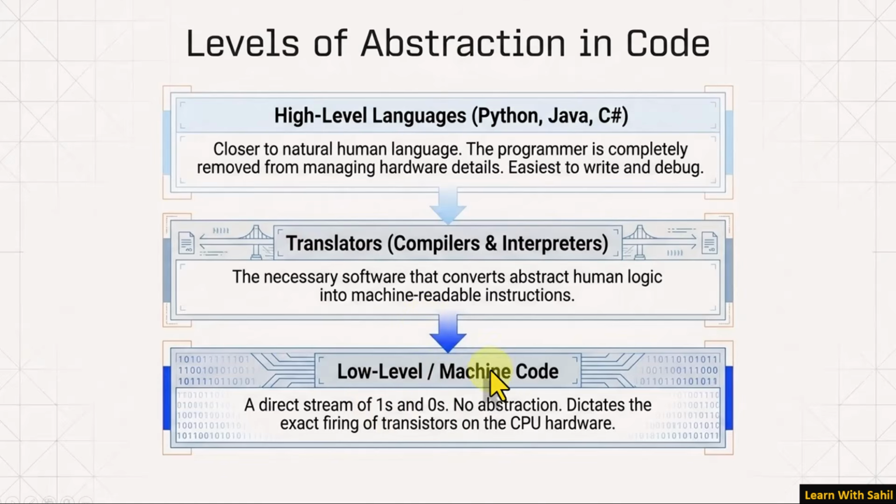Now low level or machine code does not have any abstraction. That is a direct stream of ones and zeros that dictates the exact firing of transistors on the CPU hardware. That is completely hidden from us when we are coding in Python, Java, C Sharp, or any other high level language. So a high level of abstraction is applied even in the programming languages that you are using. Just think about if you needed to code everything in zeros and ones. That would be very difficult.